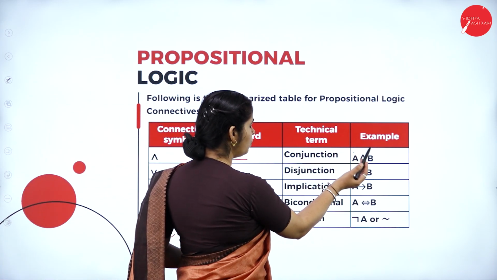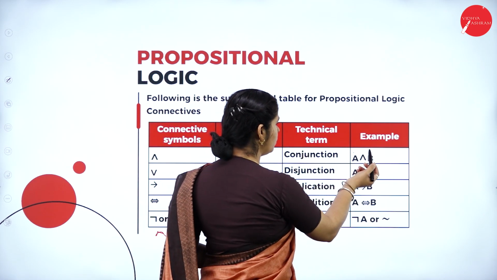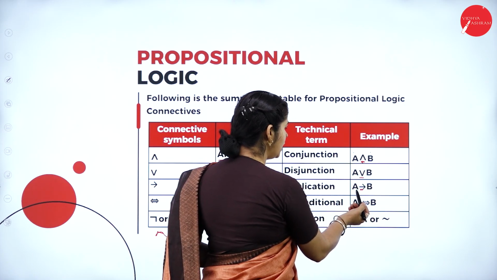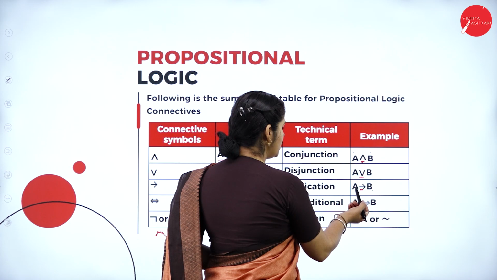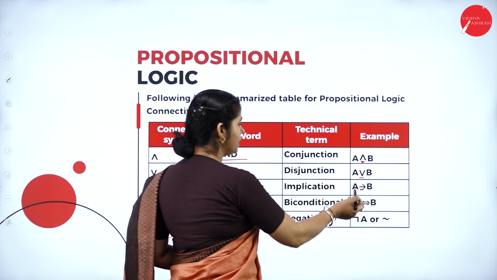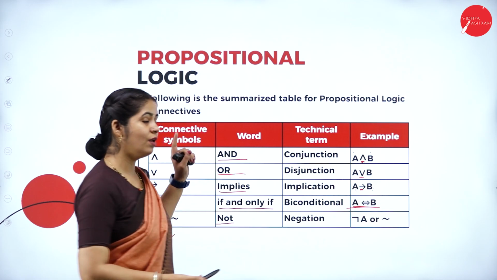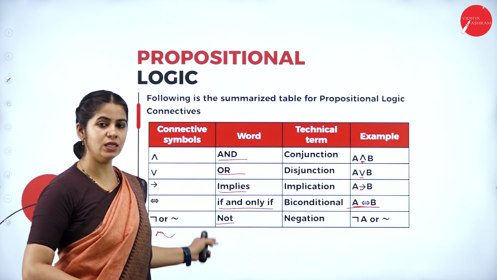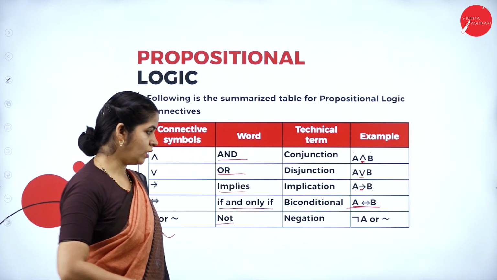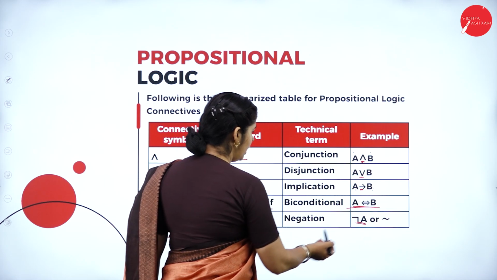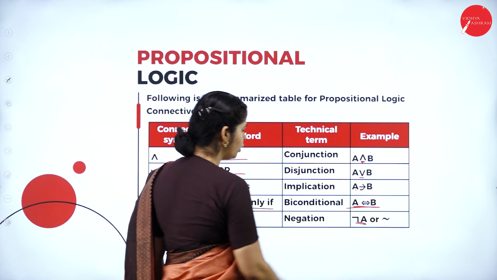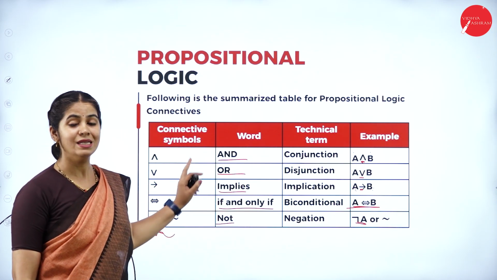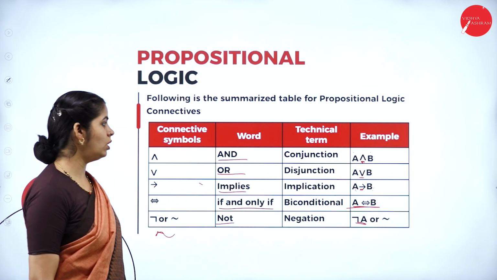A is one atomic sentence, B is one atomic sentence, and we are connecting both by using and, or, implies. If A is true, implies B is also true. If A is false, then B is true, like that, implies. Bidirectional will be if and only if. If A is true, then only B is true. If A is false, then B is false. Like that we can use the sentences. And if A is not true, right? So that is the summarized table for propositional logic.